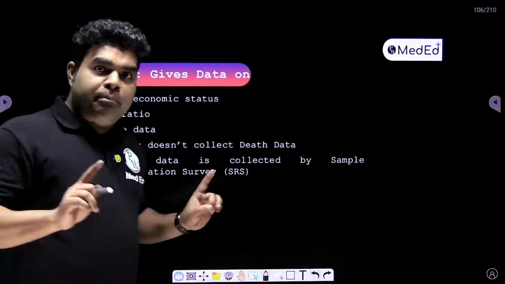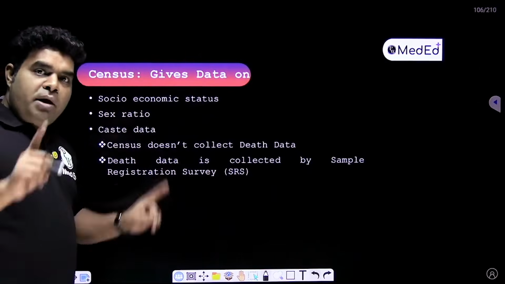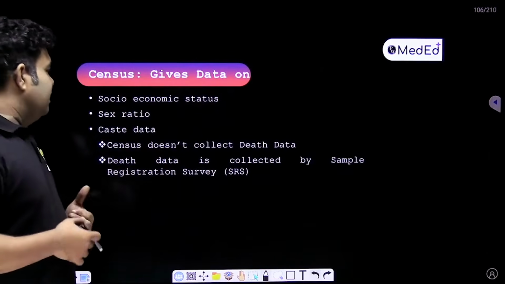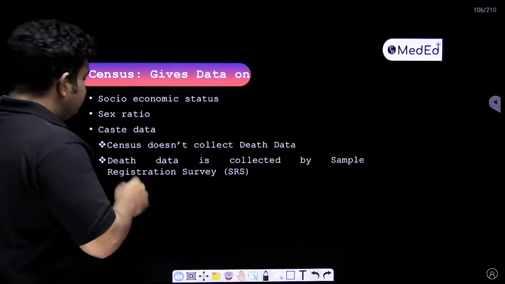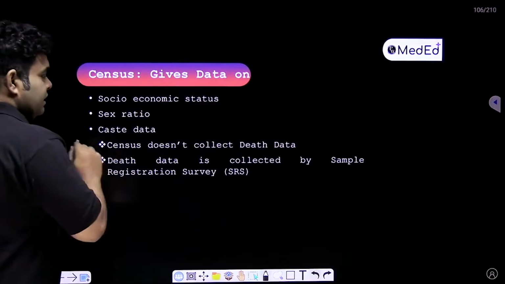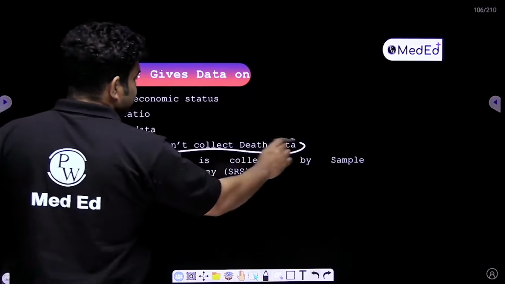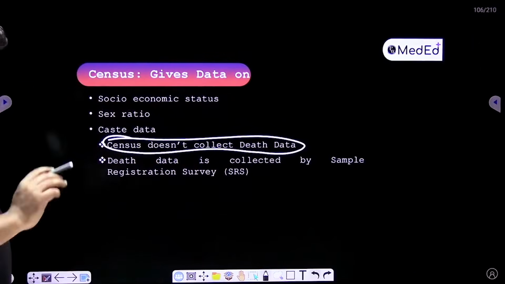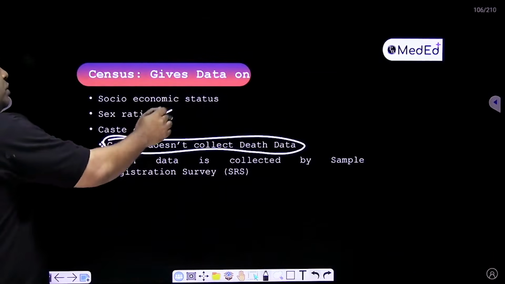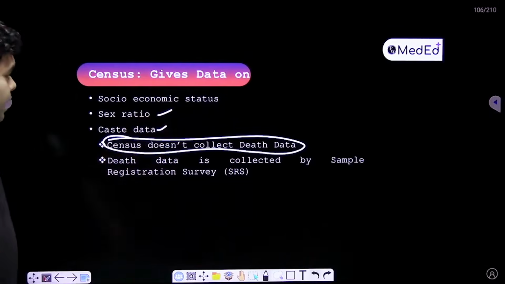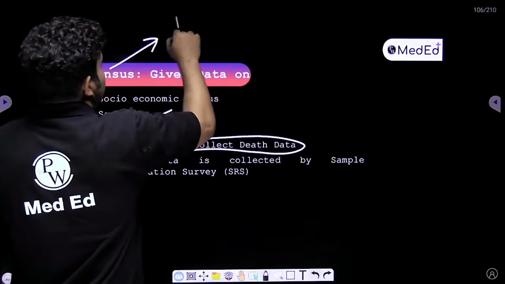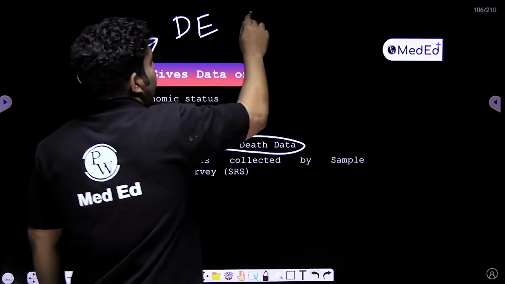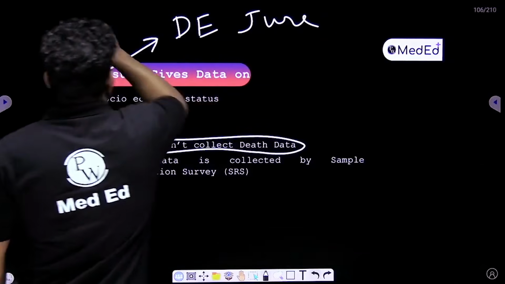Then census is one more thing. It is never done by sampling. In census, we take data from everyone. And they are asking these days which data census does not give us. Census does not give us death data. It only talks about the sex ratio, socioeconomic status and caste data. And is census based on the de jure or de facto method? It is based on the de jure method.